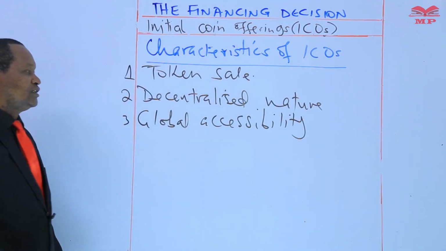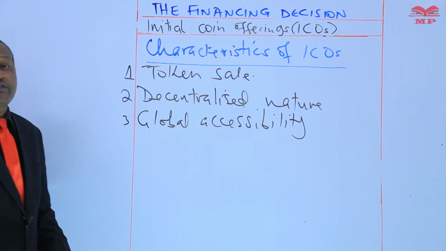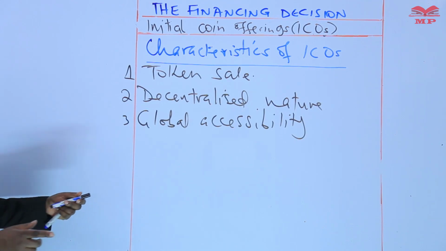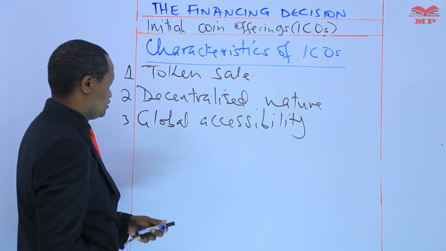This is a feature, and later on we'll see how this is also an advantage. ICOs have a global reach, allowing projects to raise funds from a diverse pool of investors worldwide, and that global access is facilitated by the use of cryptocurrencies and also blockchain technology.